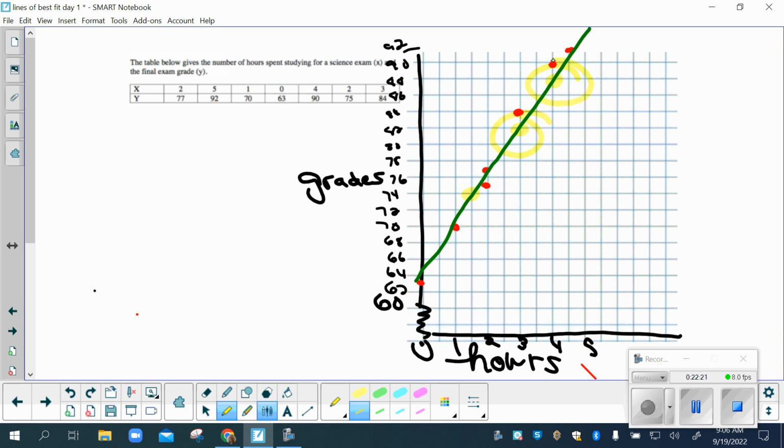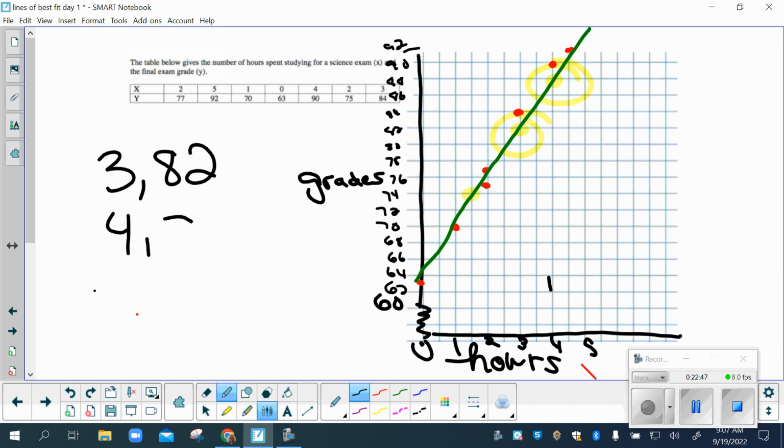And you're allowed to fix it. Like if you don't like the point, you pick different ones, as long as they're on your line, right? So I think what I'm going to do is use this guy, which looks like he is 3, 82. And I'm going to use this guy, which looks like he is 4, 88. Ooh, I like those. 4, 88. Does that make sense? Okay, I'm going to walk around and see how you're doing.